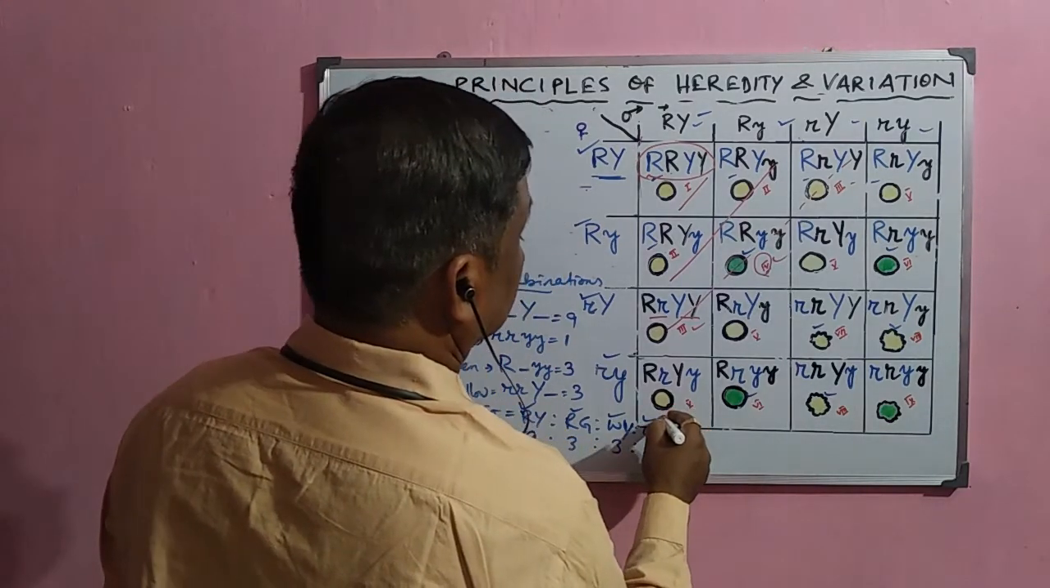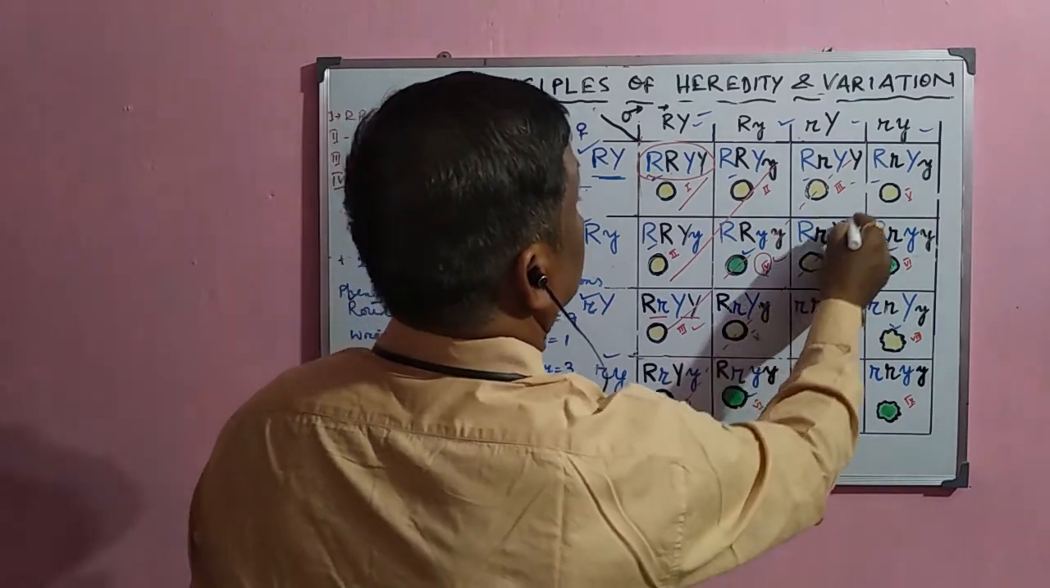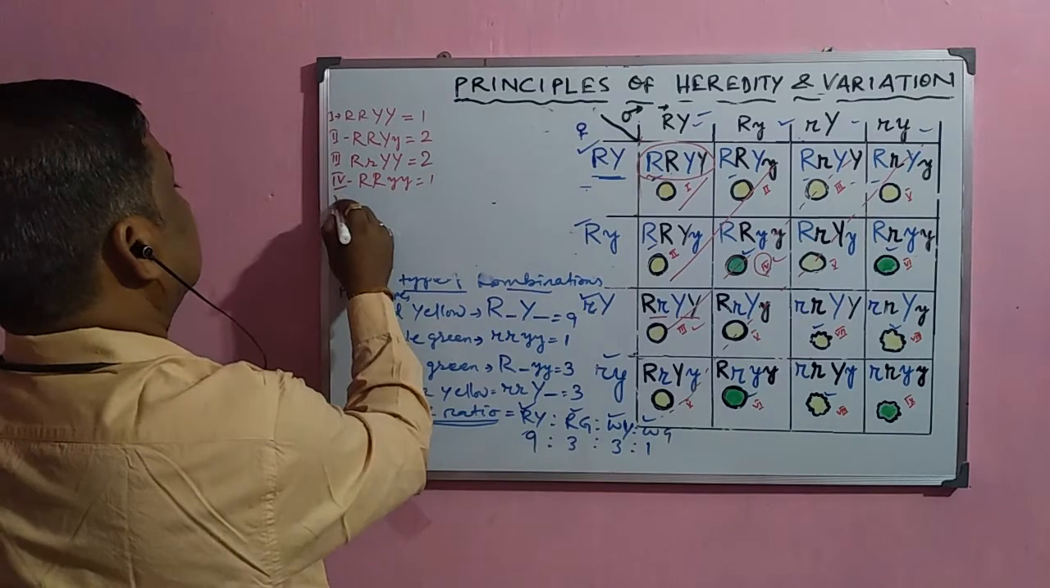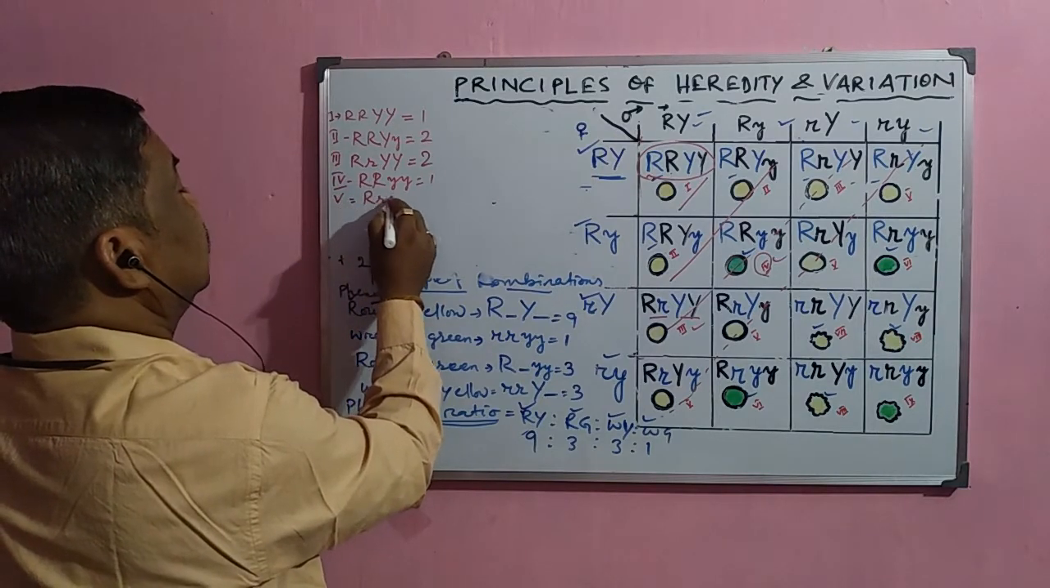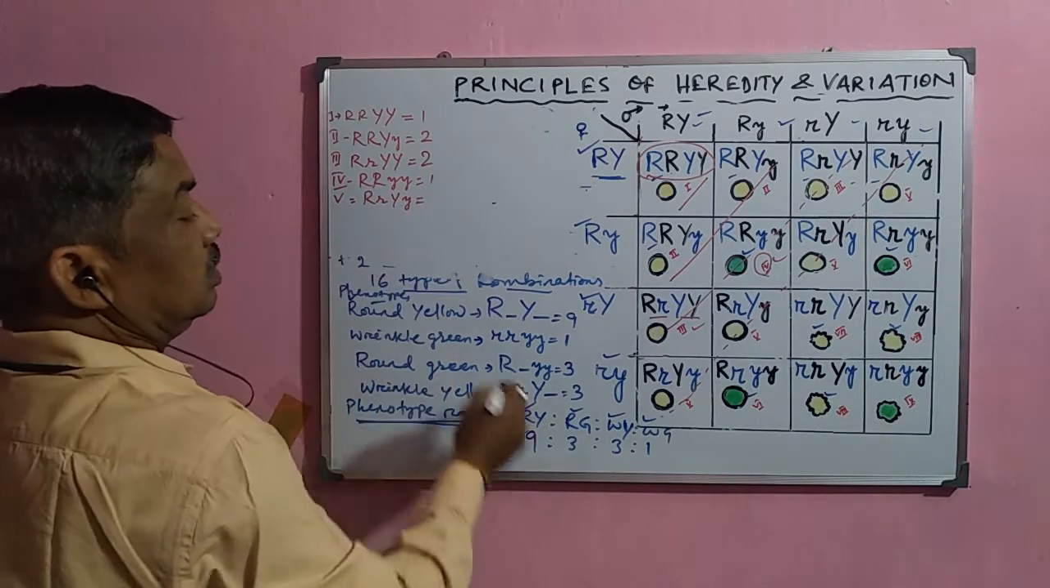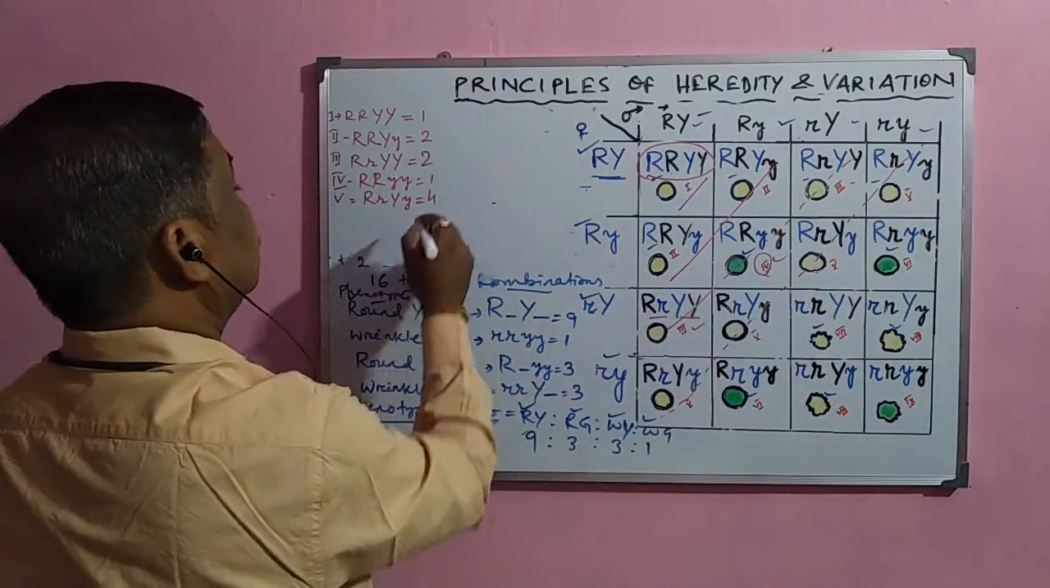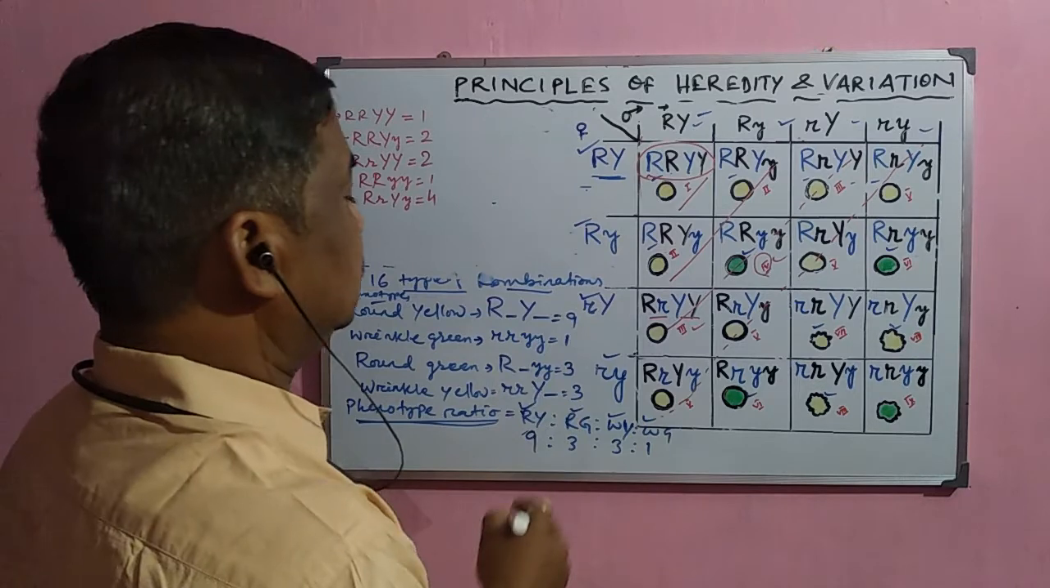Now next, fifth genotype. Look at here. It is the maximum fifth in this diagonal. How many? The fifth genotype, that is your capital R, capital Y, small y. They are 1, 2, 3 and 4. So these are the 4 genotypes we observed here.